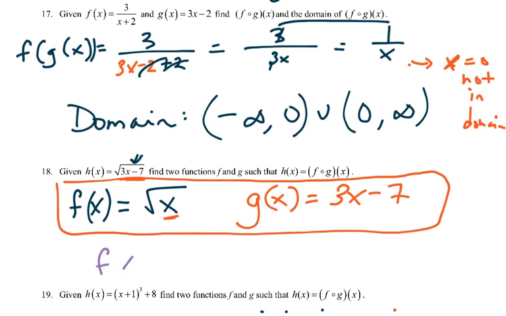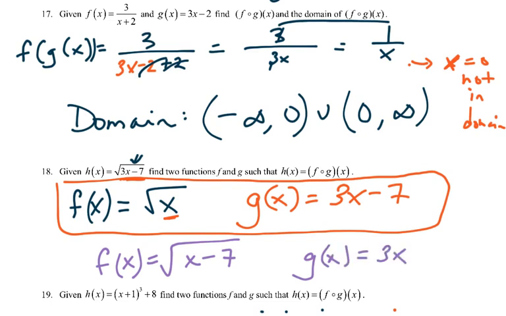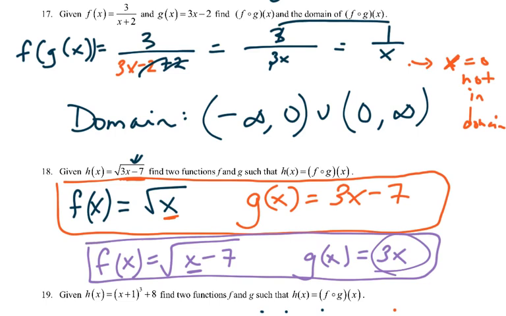Another pair that could work for this would be if you had f of x equals x minus 7, and your g of x equaled 3x, because your x here will be replaced by the 3x, and that would also give you h of x. And so just so you know that there is more than one possible way to come up with combinations of functions that, when you compose them together, you can get a different function or the same function.